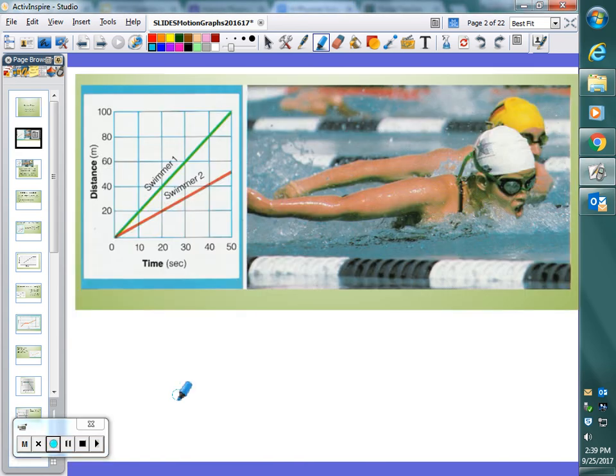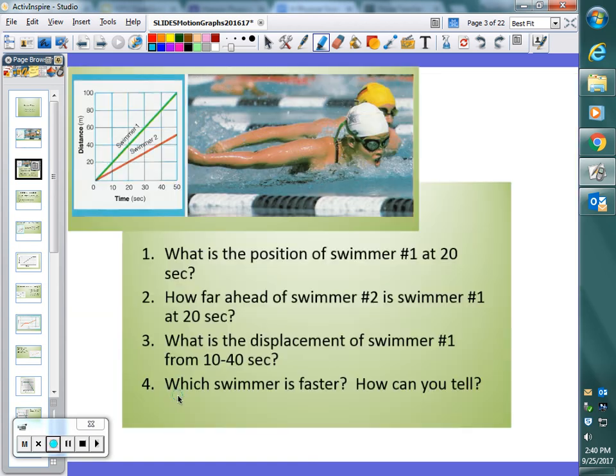Here is a picture of two swimmers and a position versus time graph for the two of them. You'll notice you have a copy of that picture on your notes. And in the bottom left-hand corner, there are 4 questions to answer using that position versus time graph for the two swimmers. So why don't we take 2 minutes, talk to the person next to you or in front or behind you, and answer those 4 questions. Go.